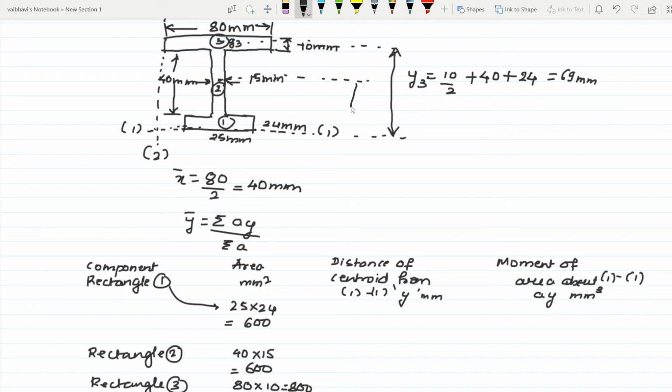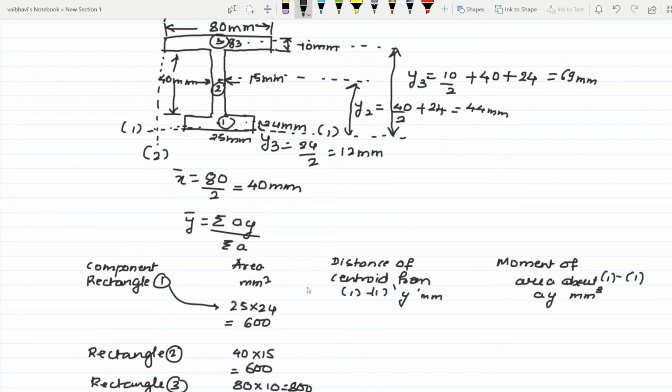Next, rectangle 2, its centroid is somewhere located here, right? So let us say this as y2. So y2 will be how much? It is 40 by 2, right? That is, its depth is 40. So it will be 40 by 2 plus 24 is equal to 24 plus 20. That is 44 mm. Next, for the bottom flange, it is very simple. That is half of 24. That is here. I'll write here y1 is 24 by 2. That is 12 mm. Simple, right?